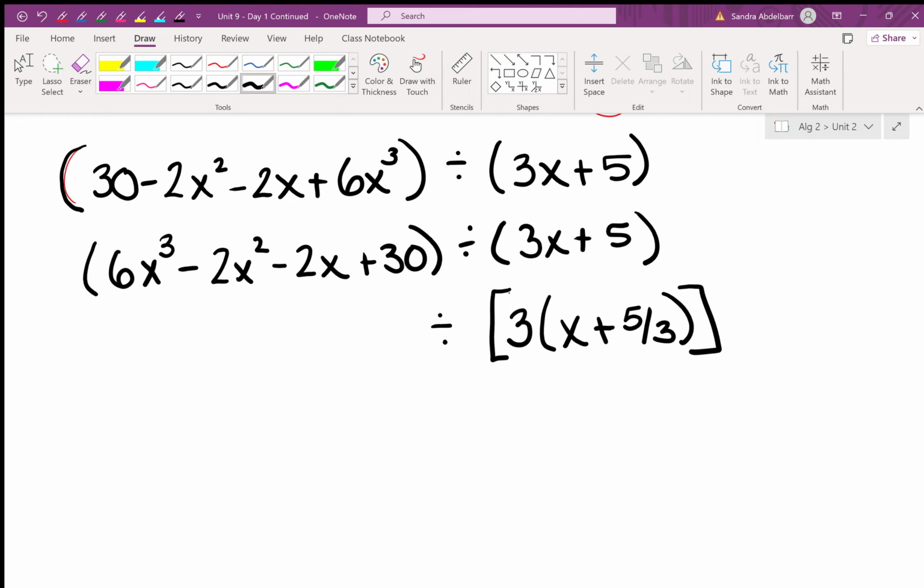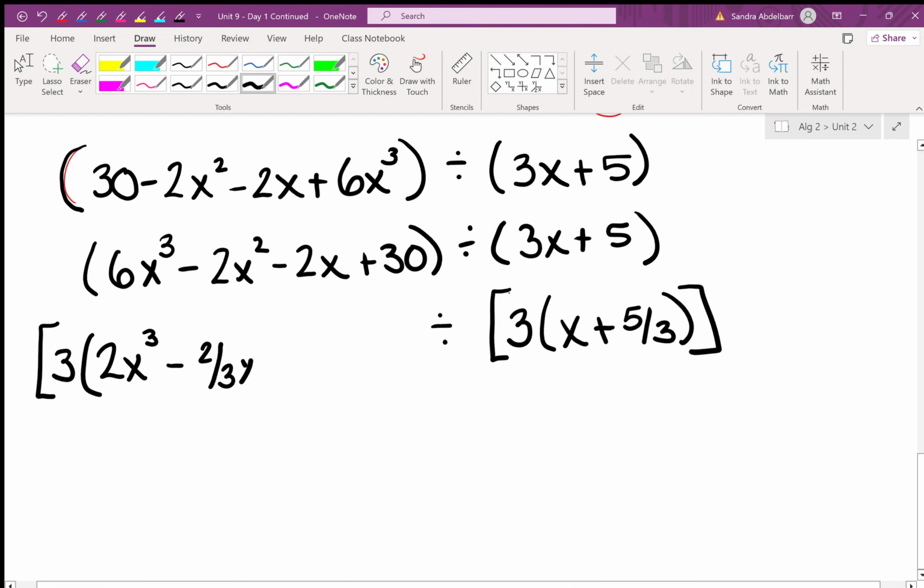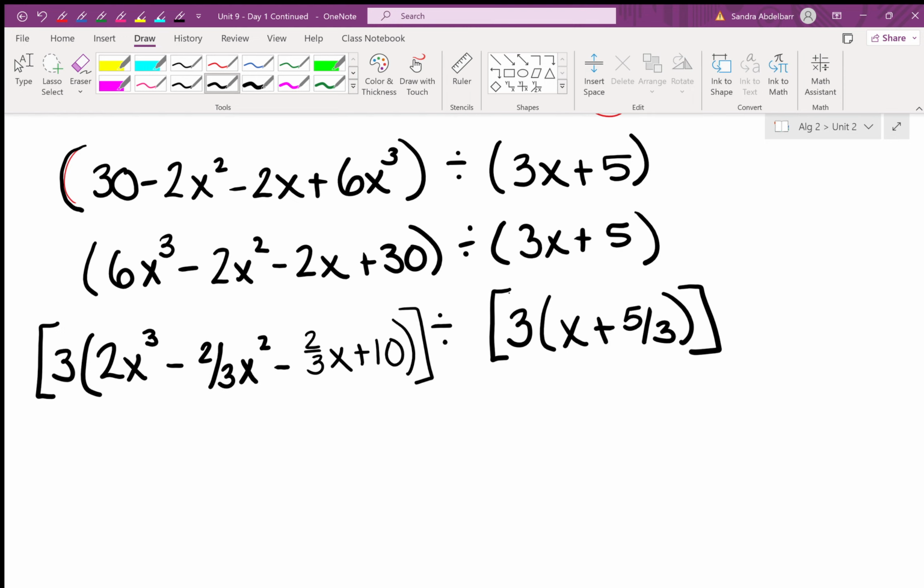Now, whatever I pull out in the divisor, I need to pull it out in the dividend so they can cancel out. So the two GCFs can cancel out. So now I'm going to pull out a 3 in the dividend. Then when we pull out the 3, we're going to have 2x cubed minus 2/3 x squared minus 2/3 x plus 10. So I pulled out the leading coefficient as a GCF in the divisor. I pulled out that same GCF in the dividend. Why? So I can do what with those? Since we're dividing them, same thing top and bottom. Can't we just divide them out? 3 divided by 3 is 1.